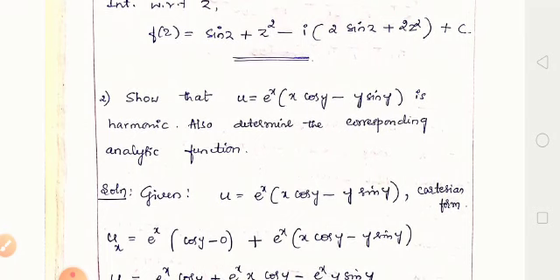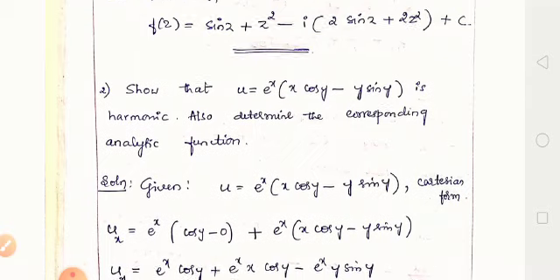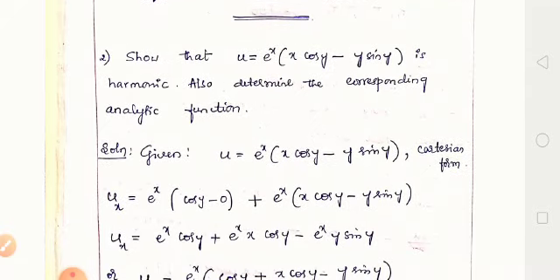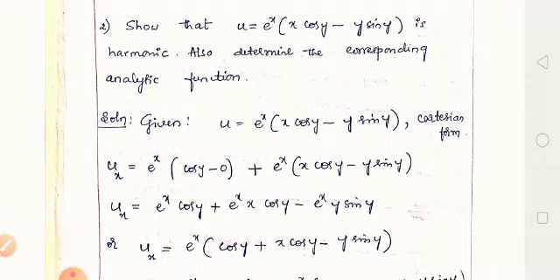The second problem, show that u equal to e^x into (x cos y minus y sin y) is harmonic. Also determine the corresponding analytic function. Again, here you observe given u, it is in the Cartesian form. So we have to prove that uxx plus uyy equal to 0. So we have to find the required partial derivatives.